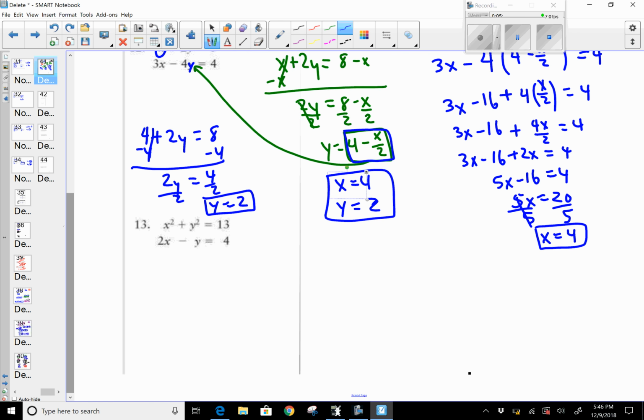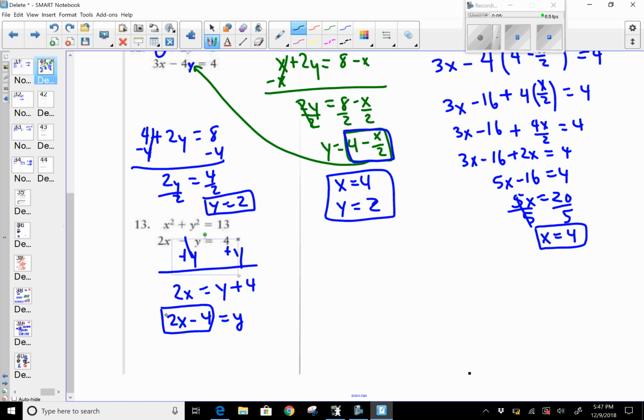This last one right here. I think it's easier to go ahead and get the y by itself. So add y to this side and that side. That cancels out. So I get 2x is equal to y plus 4. I want to get the y by itself, so subtract 4. So I get 2x minus 4 is equal to y. So now wherever I see a y, I'm going to plug in 2x minus 4.